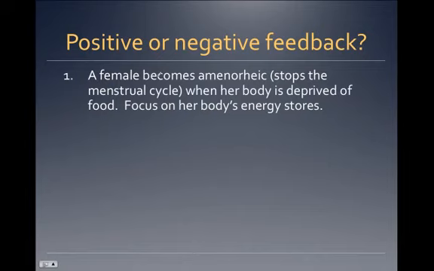So just a couple of examples for you to go through at home. The first example I'm going to read off for you is that a female becomes amenorrheic, which means she stops her menstrual cycle. And this can oftentimes happen. You'll see this especially in anorexic teenagers.